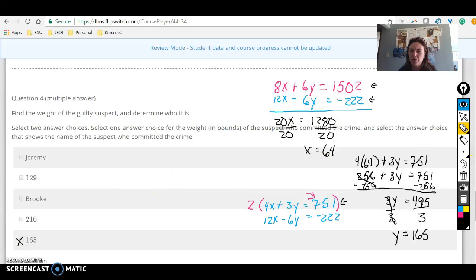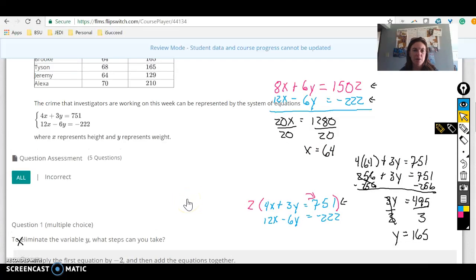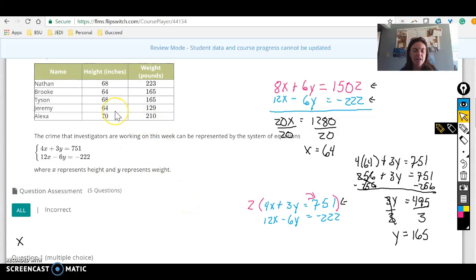Okay, so I know that's one of my answers, and then I just have to say, okay, it's got to be between Brooke and Jeremy. So which one of those has a weight of 165 and a height of 64? Brooke is my culprit here. Let's go ahead and mark that. So right there, Brooke is my culprit. So Brooke and 165 when I go down here.